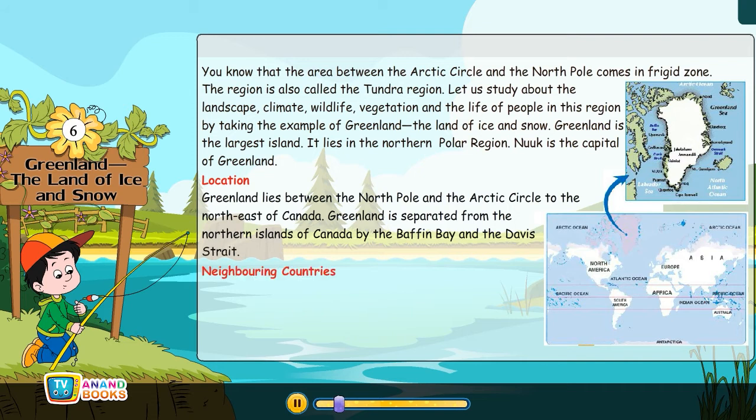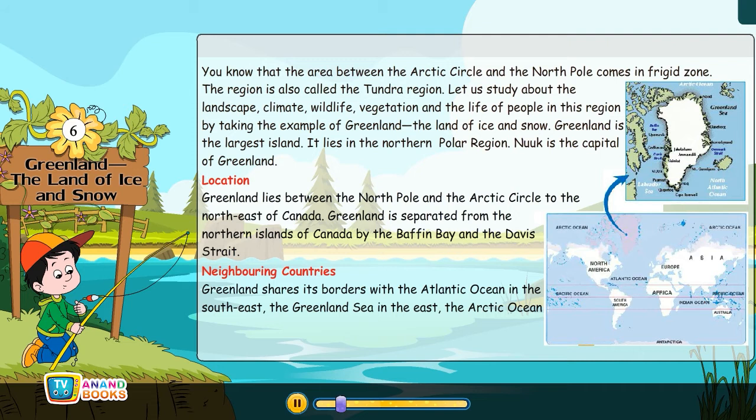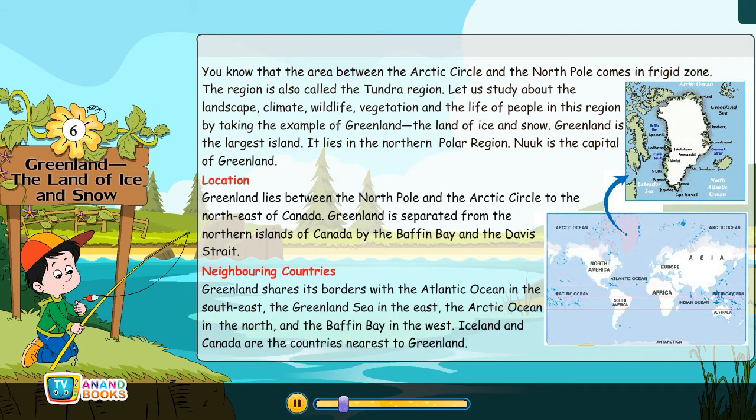Neighboring countries. Greenland shares its borders with the Atlantic Ocean in the southeast, the Greenland Sea in the east, the Arctic Ocean in the north and the Baffin Bay in the west. Iceland and Canada are the countries nearest to Greenland.